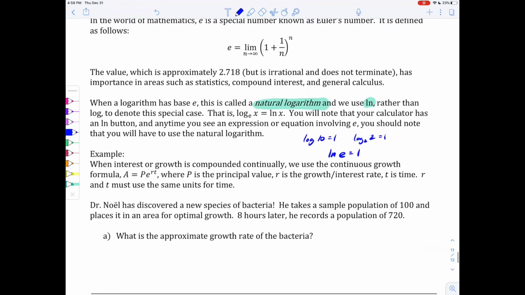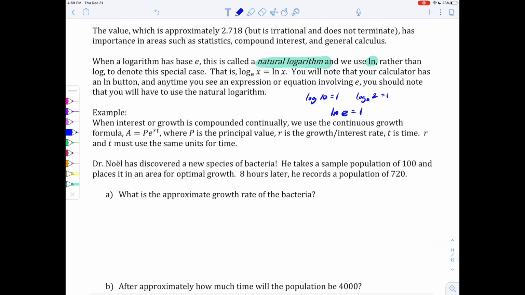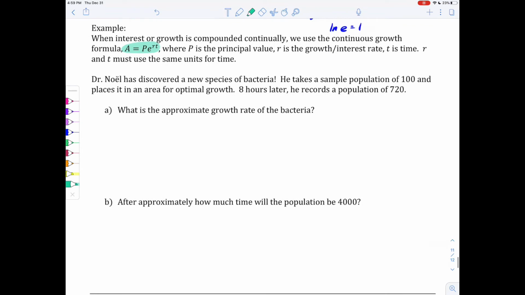So with continuous growth, we have the continuous growth formula, which is A equals Pert, as some call it, but A equals P e to the rt. P is the principal value, your initial value. What did you start with? R is your growth or interest rate. T is time. And R and T do have to use the same units for time. So if R is saying it's something per hour, but T is actually measured in years, you're going to have a discrepancy and it's going to cause issues. So that is something you have to account for.